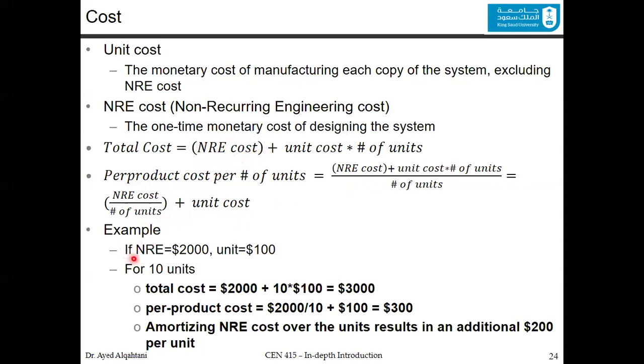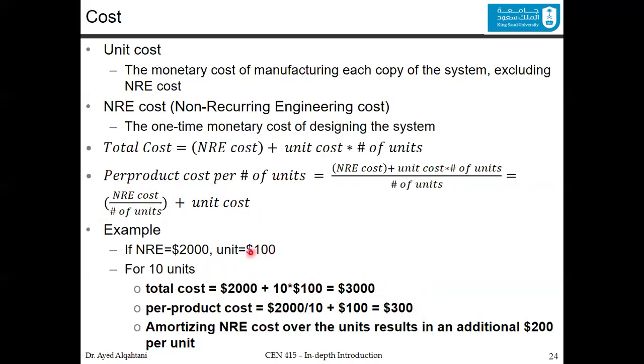This is an example. If the NRE cost is $2,000 and each unit is $100, for 10 units, the total cost will be this 2,000 plus 10 multiplied by $100, which is basically $3,000. Now, if you want to calculate the per product cost, you will divide this total cost, which is the 3,000, by the number of units, which is the 10 units, or you apply this equation, which is 2,000 divided by 10 plus 100, which equals $300.